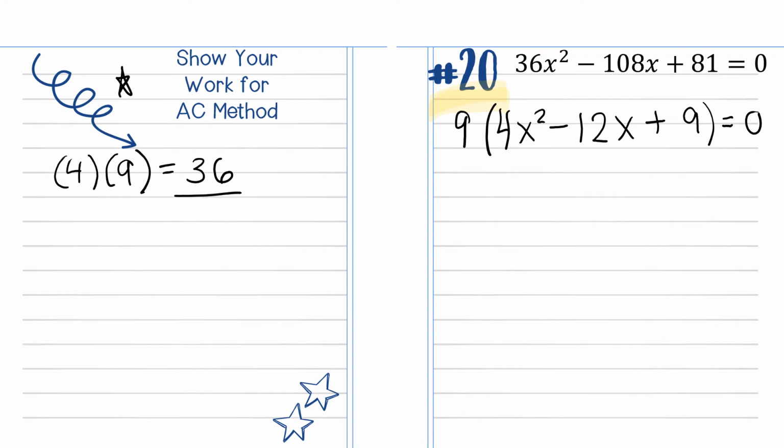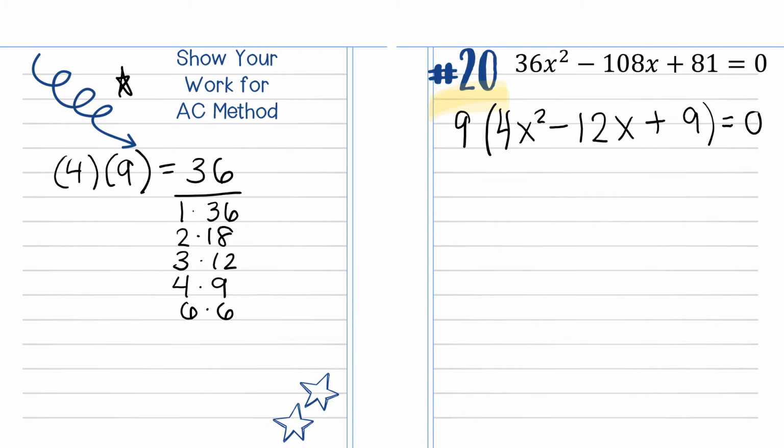Now I'm going to think about all of my factors of 36. These are steps that you're able to skip in your head, but I'm going to go through all of them for this example. So to get 36, I can do 1 times 36, 2 times 18, 3 times 12, 4 times 9, or 6 times 6. Of these factors, I'm looking for a possibility that would add up to 12, and more specifically, negative 12.